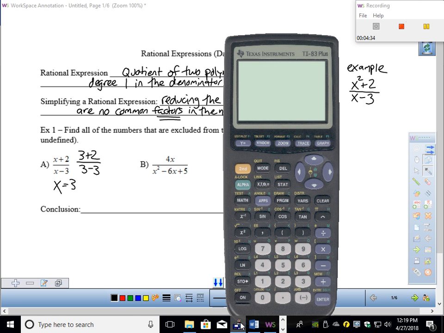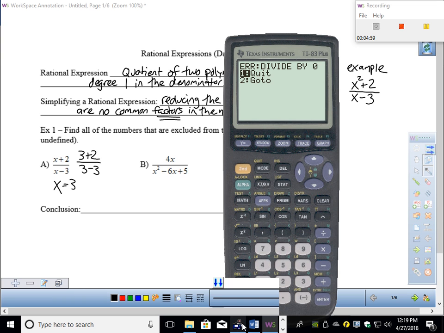I'm just going to be really quick with this and just show you exactly what I put in on my paper. 3 plus 2, and then divide by, and then the denominator is 3 minus 3. And as you, of course, see, that operation is just not possible. I can't divide by 0. I can't do that and get an answer.